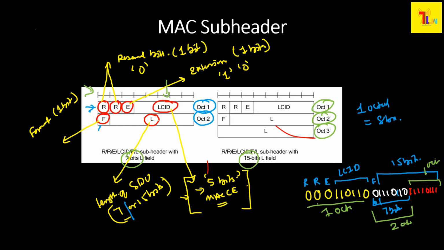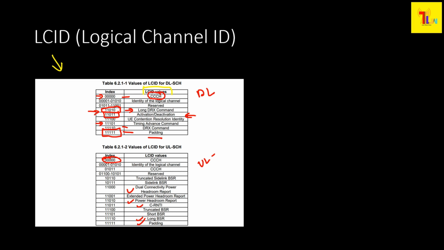LCID I have already told you, this is what exactly the LCID mapping is. Whenever we talk about the MAC control element, I'm going to take a separate video on that. Let's take a simple example of the cell activation and deactivation MAC control element. For this, the LCID is this one, the index is this one, represented as 58 and 57. This is how we can read the MAC control elements via this LCID.